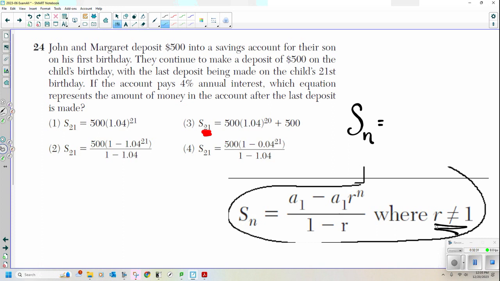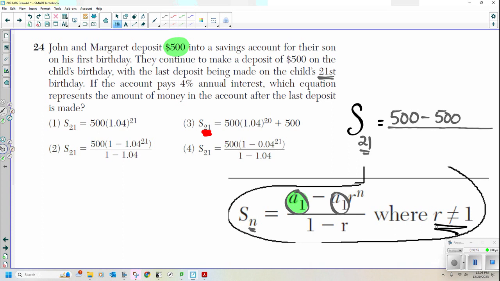So what we have to understand is something about geometric series. A of 1 is your first number in your series, or the first number in my list. In this case, it's the first deposit, $500. So when I start this, I have S of n. I got this fraction here. In this case, n is the number of deposits. This 21st birthday means they're going to make 21 deposits. So let's make our n 21. It's not really critical because every answer has S of 21 down here. But for every A1, I'm going to put $500. 500 minus 500.